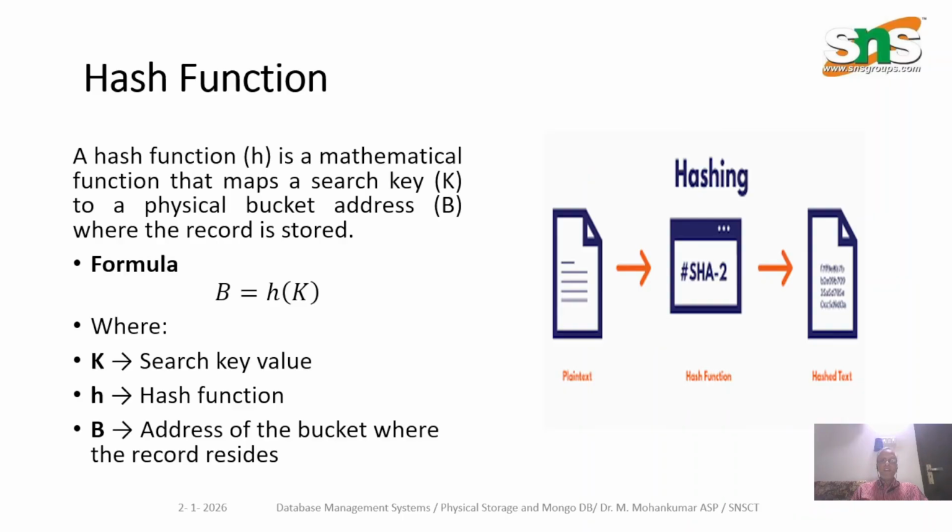Hash functions. A hash function is a mathematical function that maps a search key K to a physical bucket address B where the record is stored. The formula is B = H(K), where K is the search key value, H is a hash function and B is the address of the bucket where the record is stored. Here we have some plain text, and then the hash values are created based on that text.